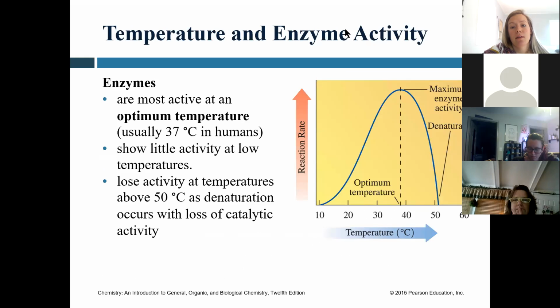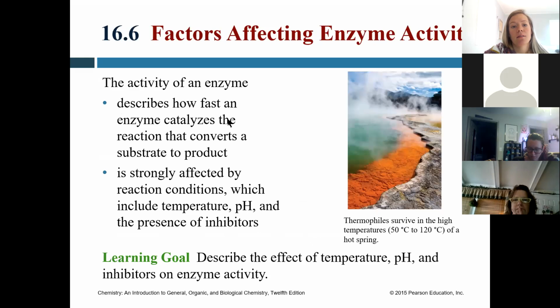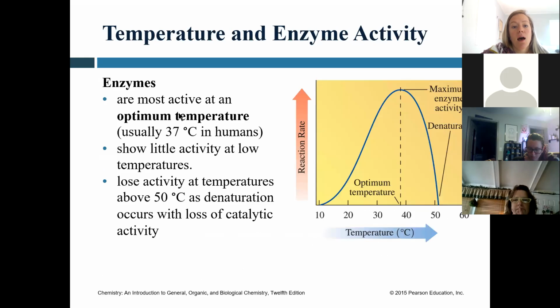As far as enzyme activity and temperature, enzymes are most optimally active at around 37 degrees Celsius in human beings. If it gets colder, the enzyme doesn't work as well. Like lower temperatures, you know, things get cold. When things get cold, you kind of curl in on yourself. You're not as active. So the same thing happens with enzymes.